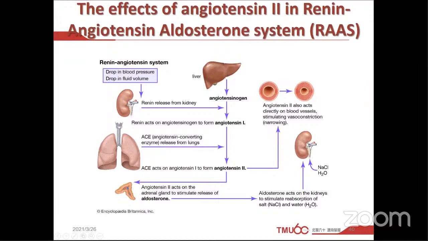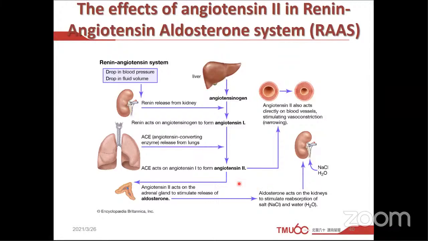Okay, during dehydration, the liver will excrete angiotensinogen, which will be converted into angiotensin 1 by renin, excreted from the kidney. Angiotensin 1 later on will be converted into angiotensin 2 by ACE, another enzyme, angiotensin converting enzyme. And angiotensin 2 will bind to the type 1 receptor, which makes the vessel smaller. We call that vessel constriction, and it will increase the blood pressure.